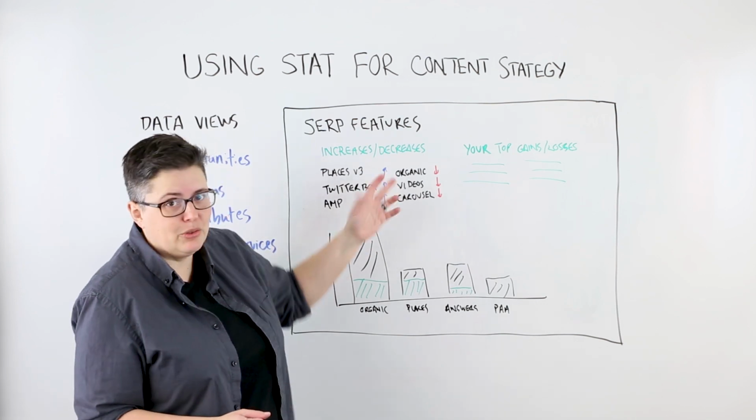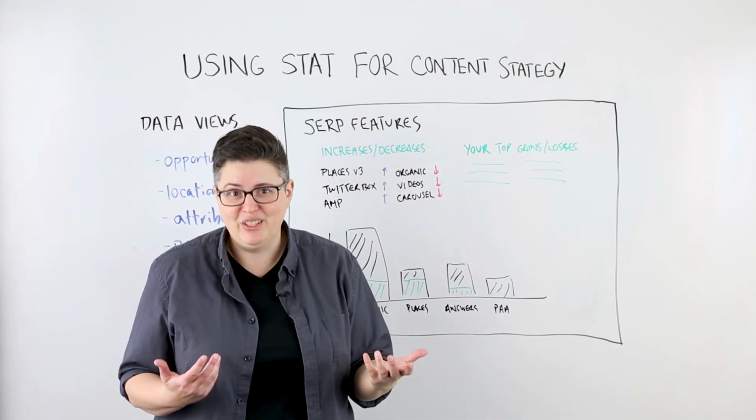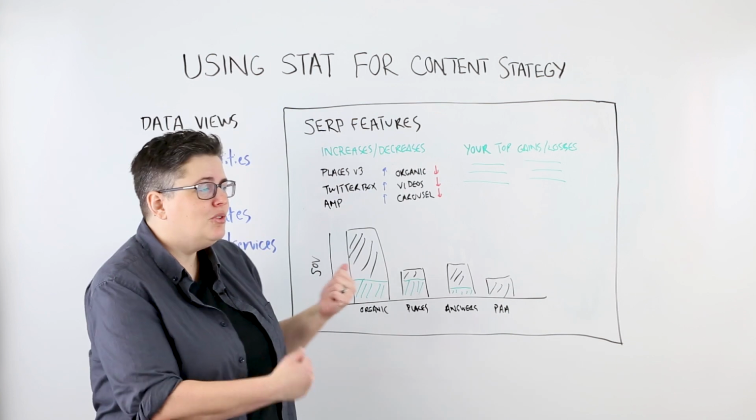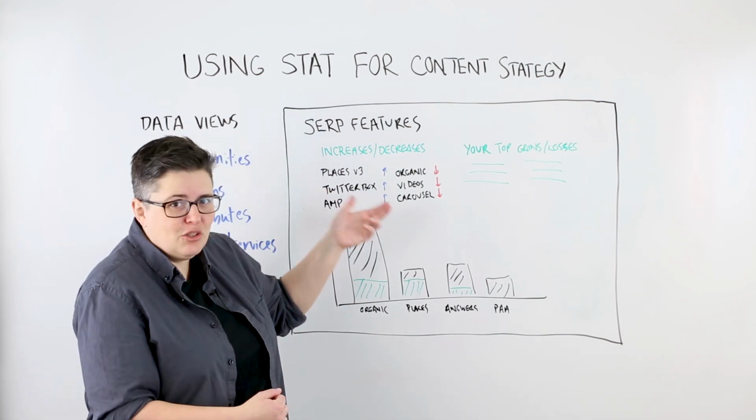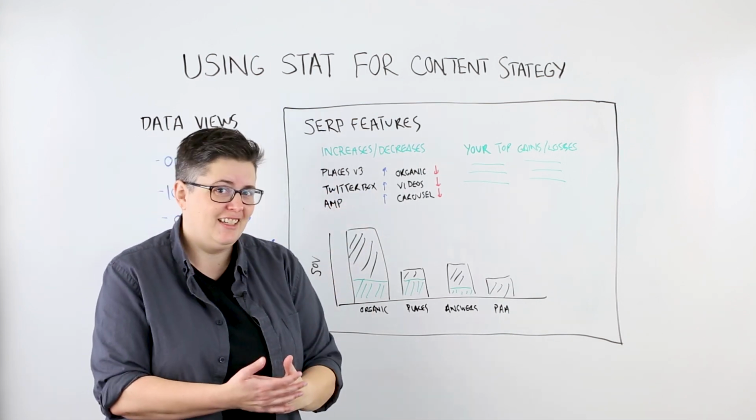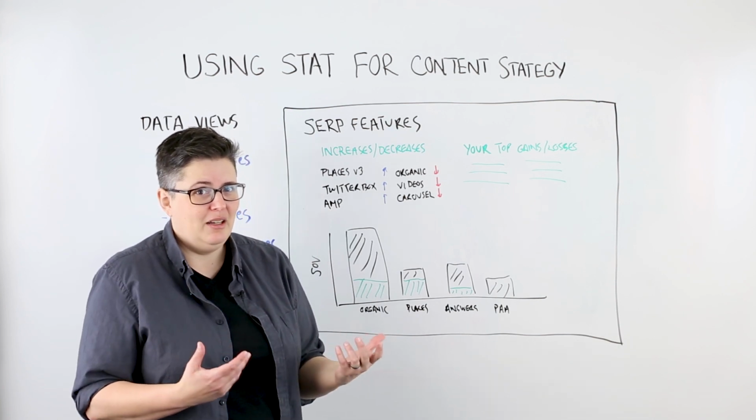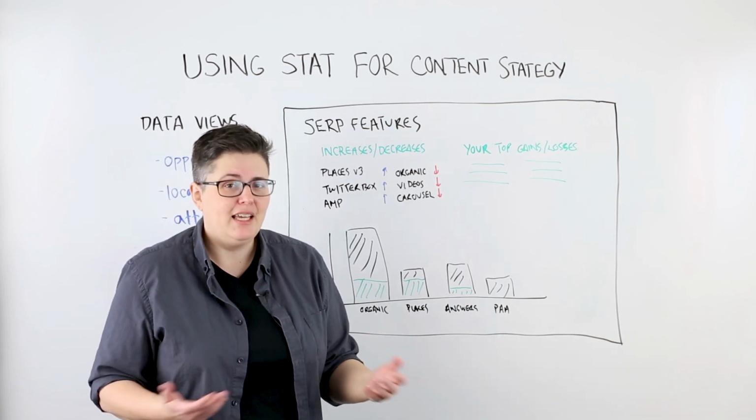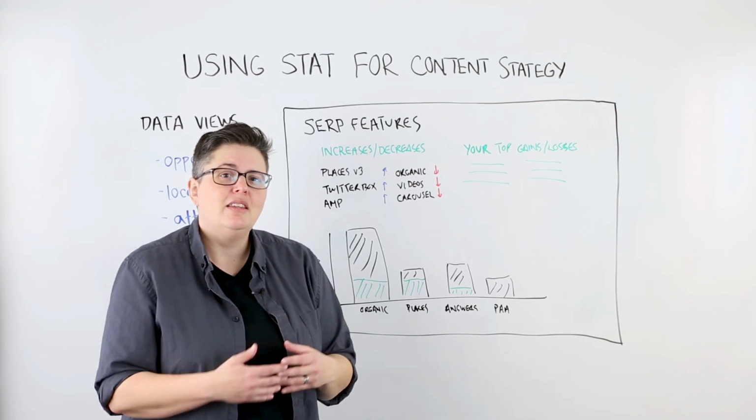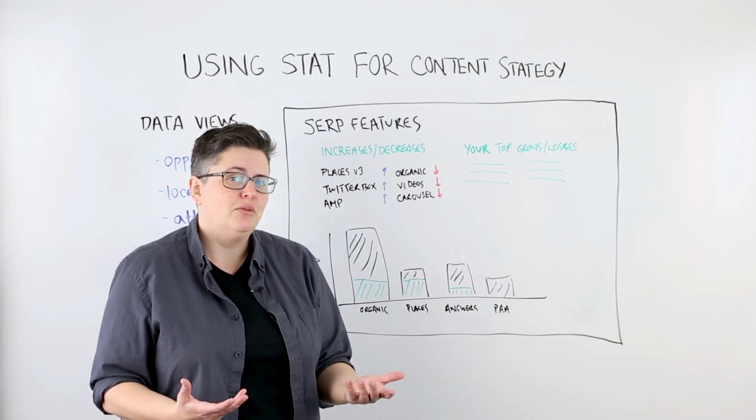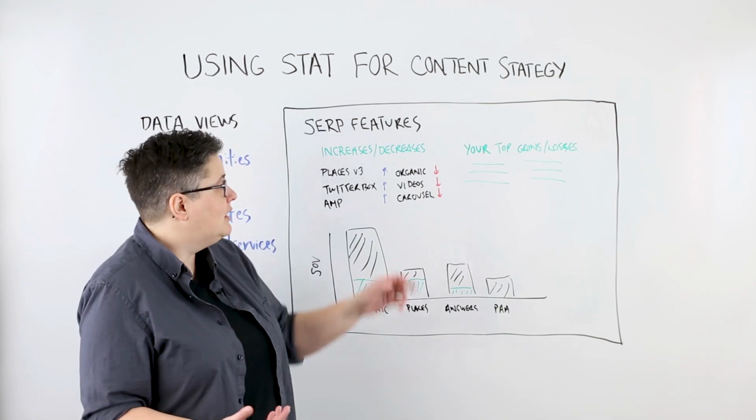So the decrease here is organic, which is that traditional 10 blue links. So obviously this new stuff that's coming in, like AMP, like Twitter, like Places, is displacing a lot of the organic results that used to be there before. So instead you think, well, I can do all organic all day, but if the results just aren't there, then I could be limiting the amount of traffic I could be getting to my website.